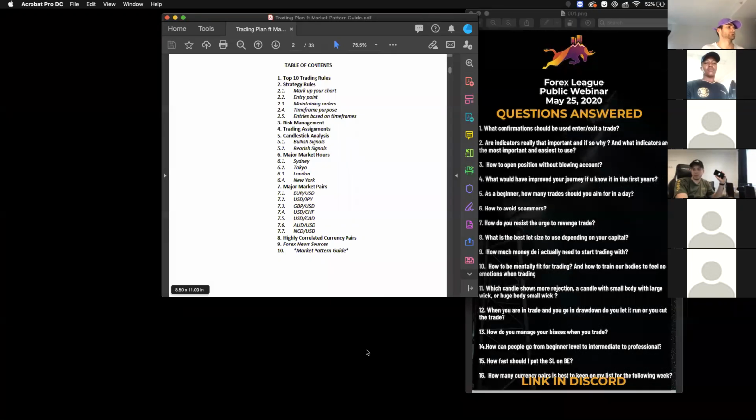Okay, how many currency pairs is the best to keep on my list for the following week? This also depends on how advanced of a trader you are. If you're at the intermediate or professional level, obviously you can have as many pairs as you want on your watch list. You know how to balance it, you're not overwhelmed. But if you are more of a beginner, less is more in this scenario. You're still learning, you're not trying to make $1 million in the next week. Your first goal is to master the skill set. So 2 to 3. It's good to analyze a couple, and then actually only trade 1 or 2, while you're still learning in the beginning.